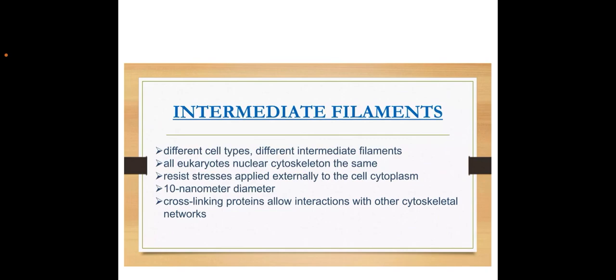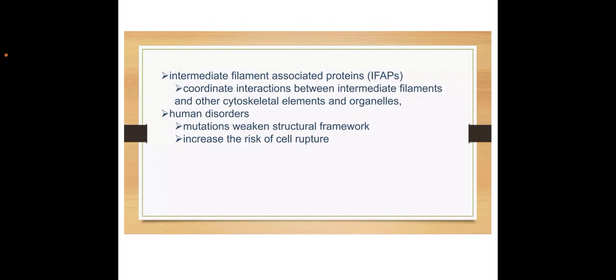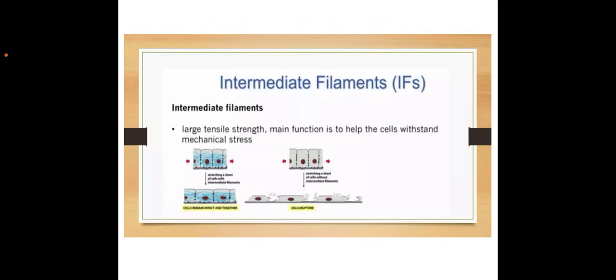Cross-linking proteins allow interactions with other cytoskeletal networks. It means to say intermediate filaments are not present alone, they are associated with other cytoskeletal filaments as well. If we talk about the IFAPs, intermediate filament associated proteins, they coordinate actions between intermediate filaments and other cytoskeletal elements and organelles. And if we talk about human disorders, their mutations weaken the structural framework and increase the risk of cell rupture.